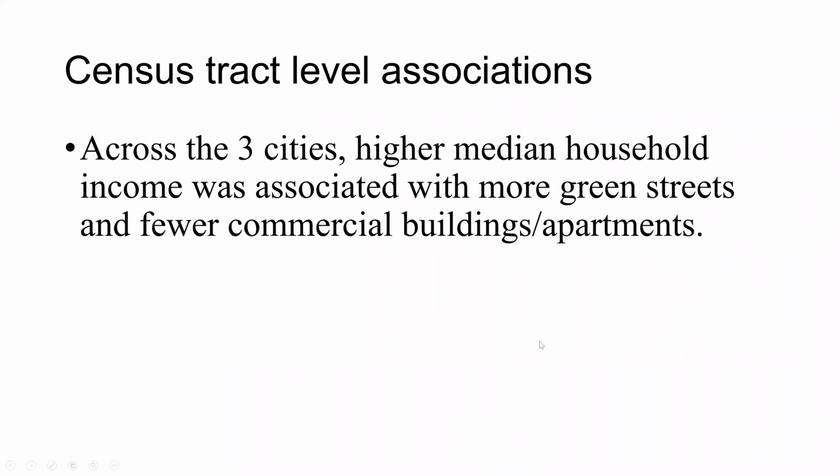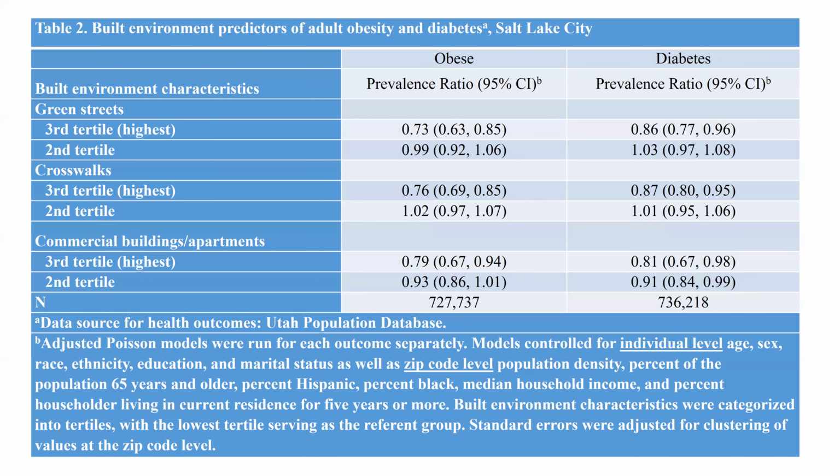Okay, so we did analyses where we looked at demographic and economic predictors. Higher median income was associated with more green streets and fewer commercial buildings, or fewer not single family homes. So generally like the suburbs, for instance. Then we looked at individual level health outcomes. We pulled in health outcomes from a unique data set called the Utah Population Database, which has both clinical records and administrative records from individuals living in Utah.